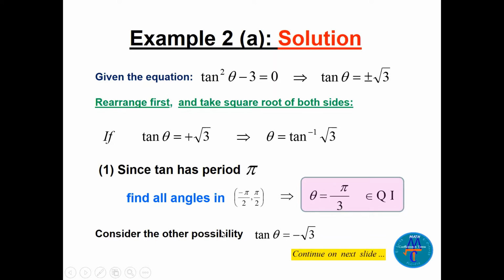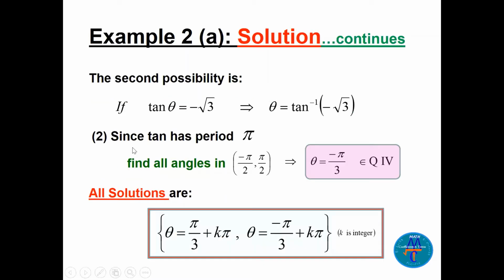Now let's consider the other possibility on the next slide. Tan of theta is equal to minus square root of 3, so theta will be tan inverse of minus square root of 3. Again, we have to go to this condition, minus pi over 2 to pi over 2, open. We find one theta there in quadrant 4, minus pi over 3, which belongs to quadrant 4. So now we can write all the solutions. Theta equals pi over 3 plus k pi, remember the period for the tangent function is pi.